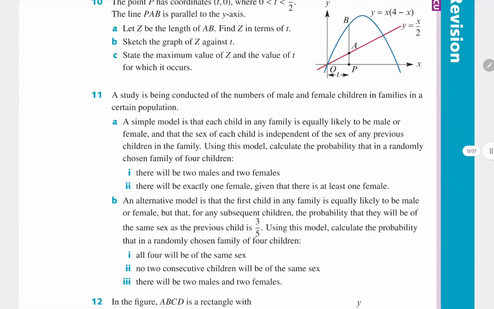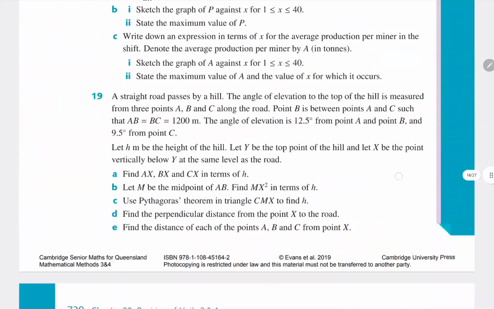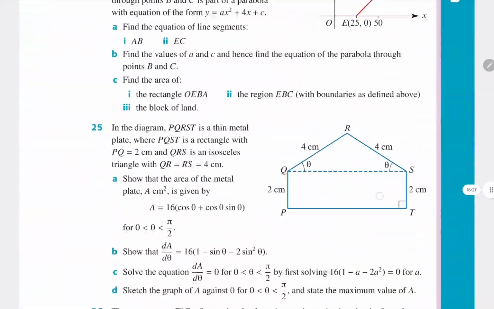20C and 20D. Note that 20C is all of these problem solving ones. 16, 17. Let's see, 20 something questions here.